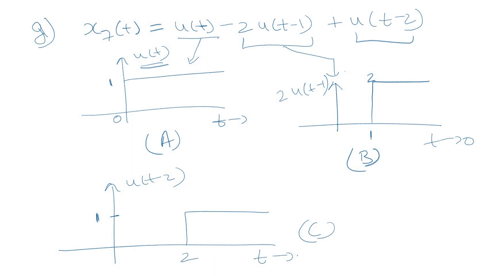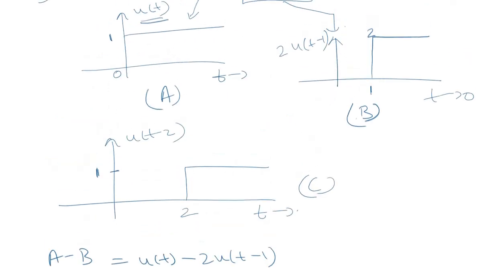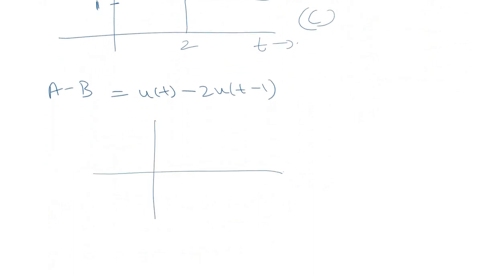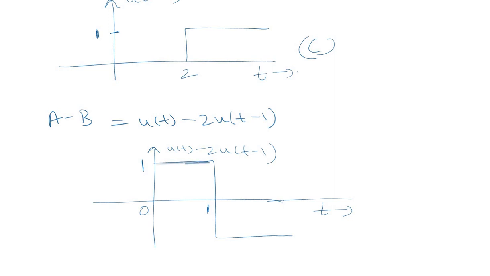In the question we are given u(t), which is A, minus this term B, plus this term C. Let us subtract first A minus B. If you subtract A minus B, it will give us u(t) minus 2u(t-1). And if you look at it graphically, from 0 to 1 on the time axis, when we subtract A minus B, the resultant will be only 1, because this signal B is 0 from 0 to 1.